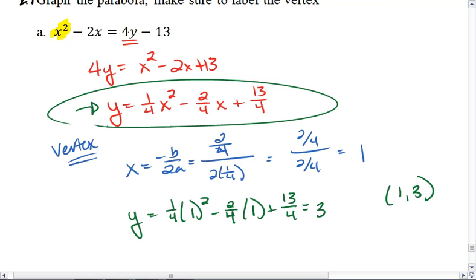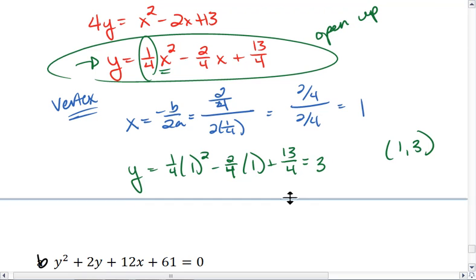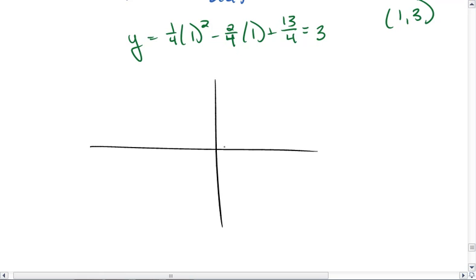And from this form up here, since x is squared and it's a positive coefficient, I know this will open up. The x squared tells me I will either open up or down, and that positive coefficient tells me that I'm opening up. Thus, if I wanted to sketch out a graph, let's give ourselves a little bit more room. I would graph 1 and then 1, 2, 3, and make my parabola open up.